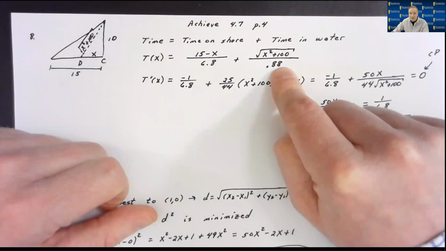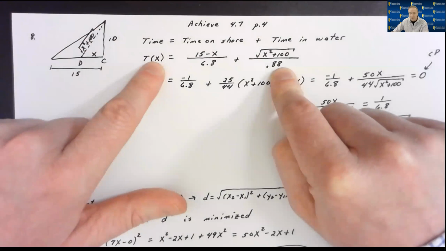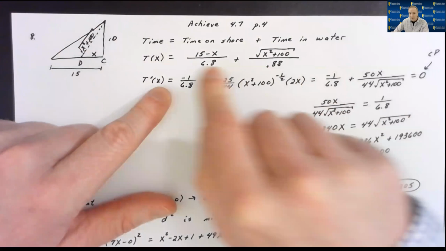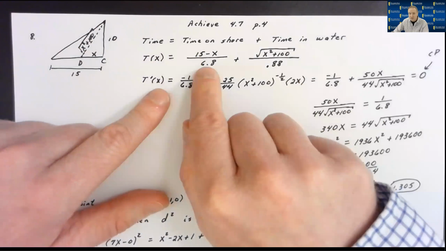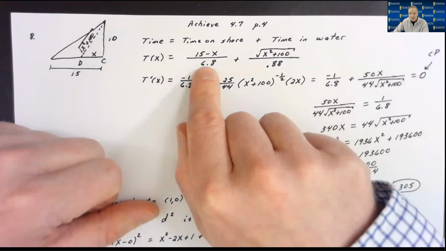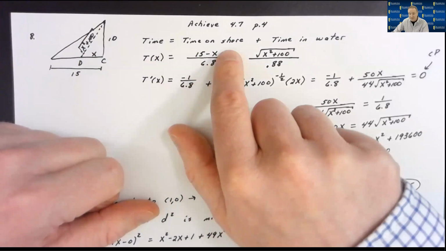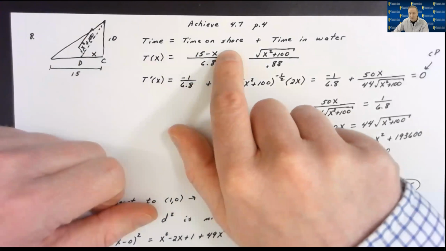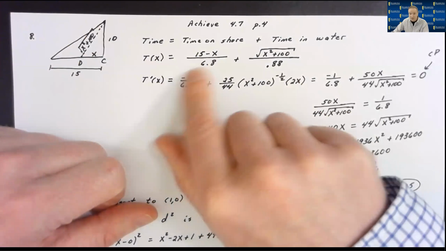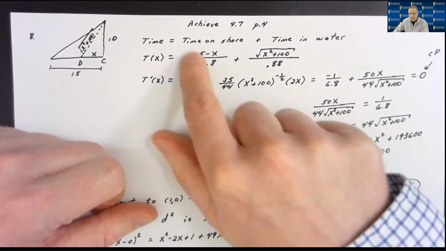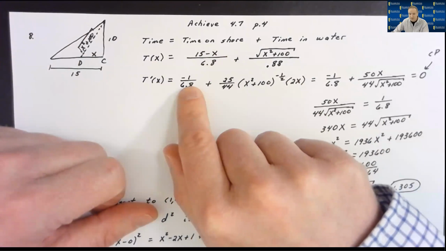Now it's just a matter of, okay, take the derivative of this time expression with respect to X. In this first one, what I actually did is I thought of this as 15 over 6.8, which has a derivative of 0, and then minus 1 over 6.8 times X, which has a derivative of minus 1 over 6.8. So that's the derivative of that entire first term just by distributing that 6.8 into each term in the numerator, then taking the derivative.